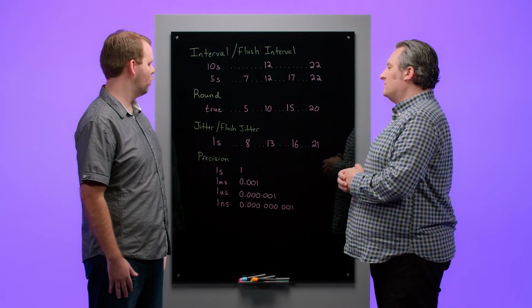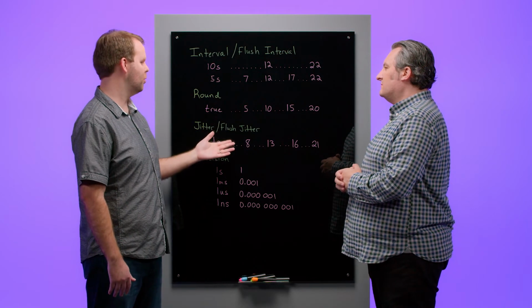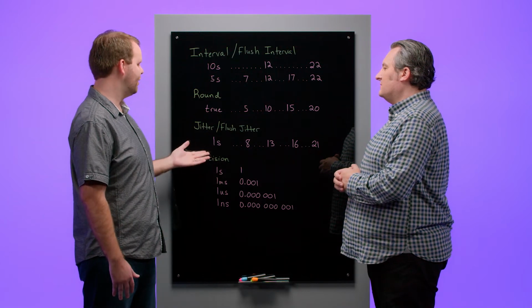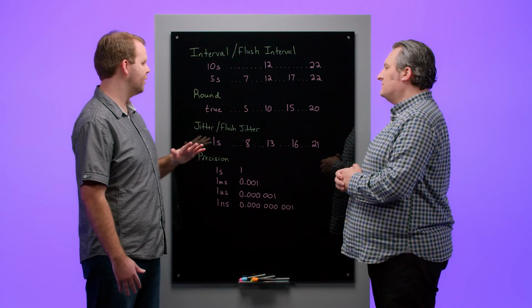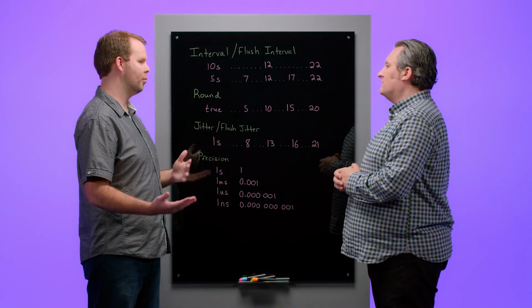For users who have maybe a heavy network load or they don't want to hit something all at the same time, they can use the jitter and the flush jitter options on the inputs and, of course, the outputs respectively. Setting it to 1 second would add a 1 second plus or minus on every interval and flush interval. Setting it to 5 seconds would do the same, but plus or minus 5 seconds.